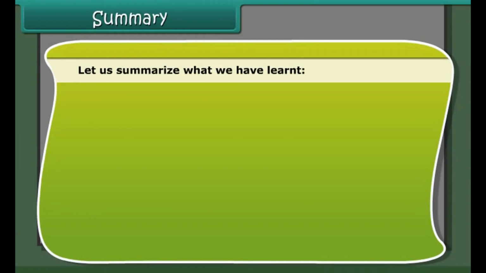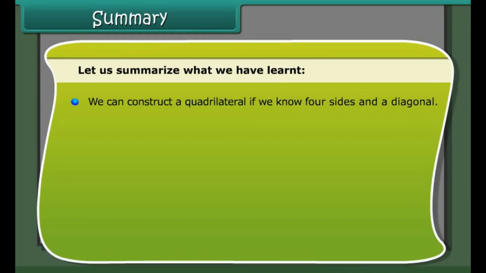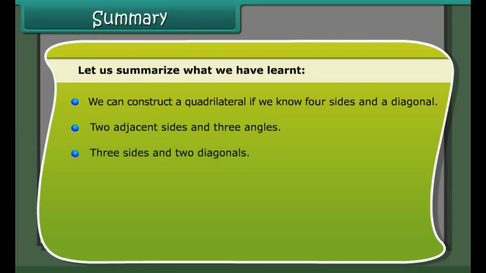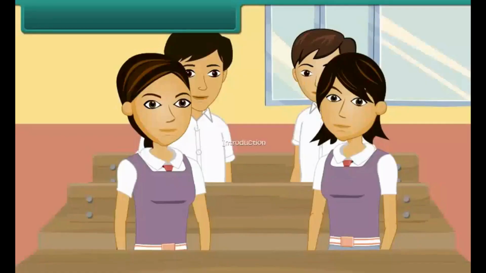Summary. Let us summarize what we have learned. We construct a quadrilateral if we know 4 sides and a diagonal, 2 adjacent sides and 3 angles, 3 sides and 2 diagonals, 3 sides and 2 included angles.